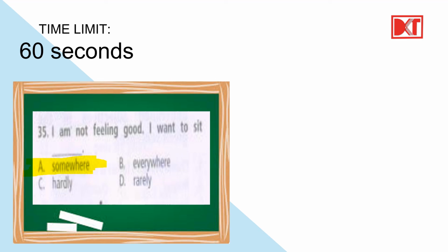Adverb of place. The option B, everywhere, is again an adverb of place. C, hardly, is the adverb of manner, answering the question of how. D, rarely, is the adverb of frequency, answering the question of how often. Alright, so with this we come to the end of our questions on adverbs.